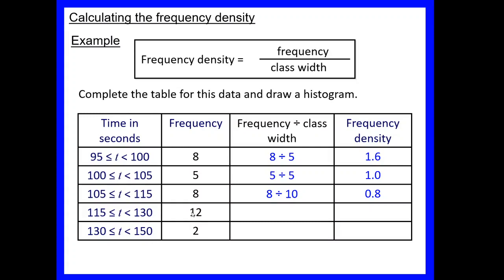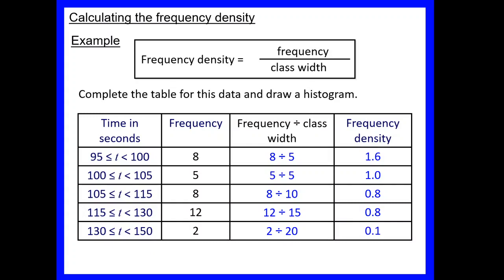Frequency of 12, a class width this time of 15. So 12 divided by 15 also gives us 0.8. And finally then a frequency of 2 and a class width of 20. So 2 divided by 20 is 0.1.